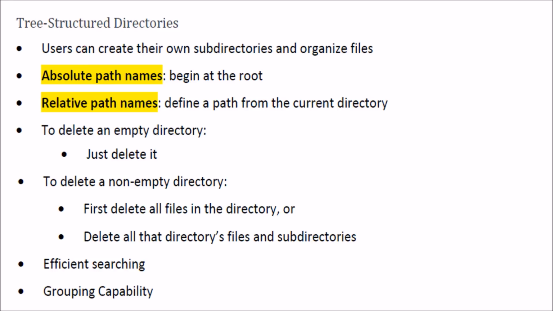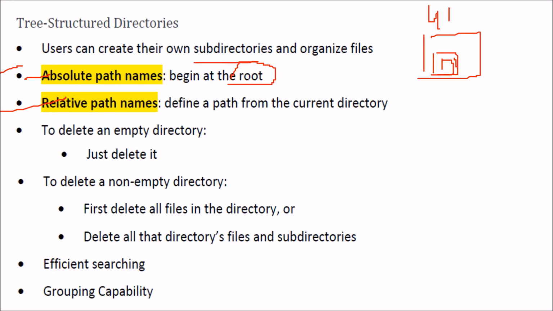So we have tree structure directory. Now users can create their own subdirectories and organize files. So user 1 will be able to make a directory, some subdirectory, some subdirectory of some directory. This is possible in a tree structure directory. There are two things: absolute path names and relative path names. Absolute path names always begin with the root, right from the start. And when you are in some current directory, say you are here at this point, a relative path name defines a path from the current directory. If you are here, it will start from here, not from there.